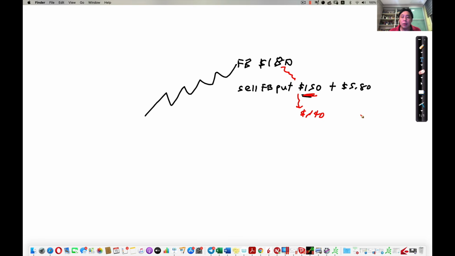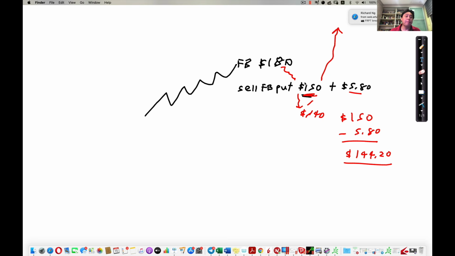Okay? So I will have to pay $150 to buy the shares, but I get to keep the premium which I collected. So minus 5.80, that's $144.20. So I have to cough up $144.20 times 100 to buy the shares. So now I own the shares, and I'll just have to wait because if it's a good company, I know eventually the share price will go up and I'll be profitable, and it's fine.